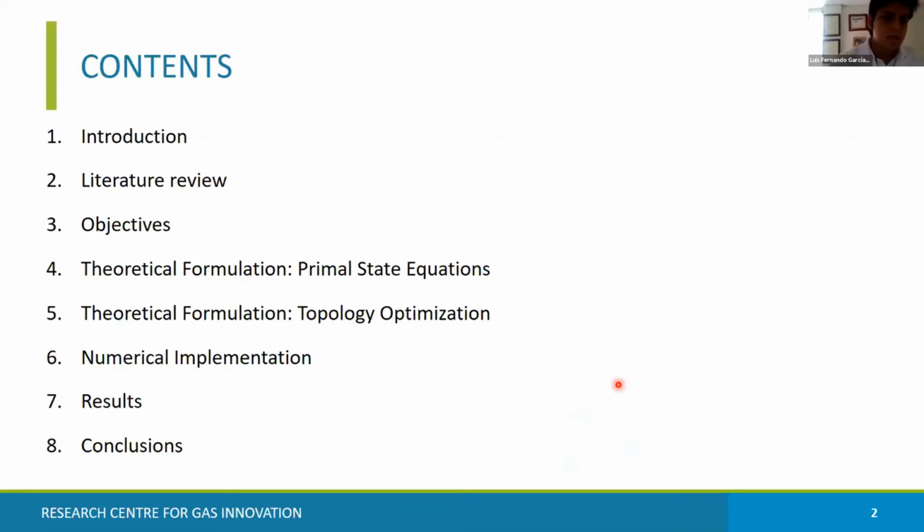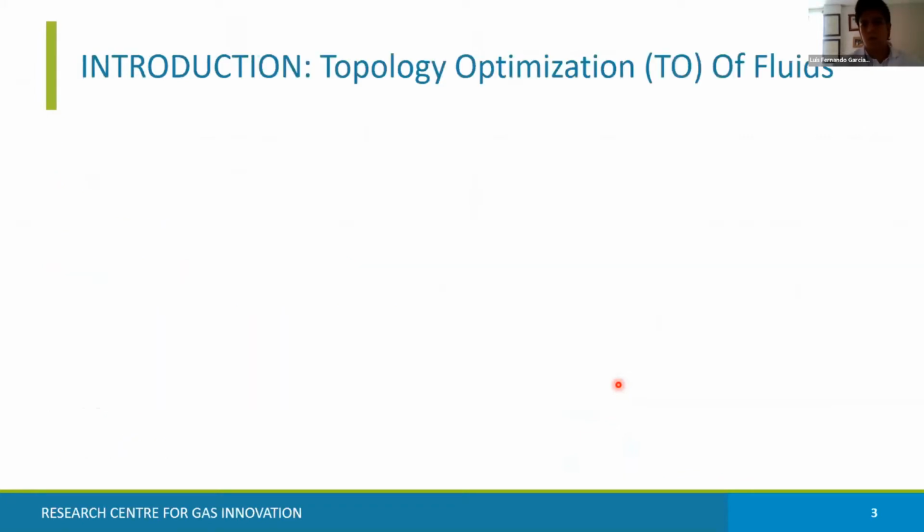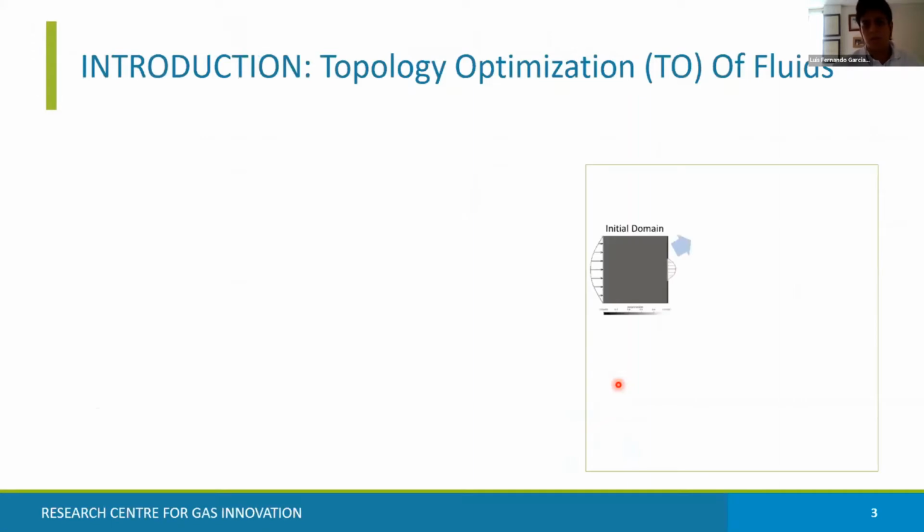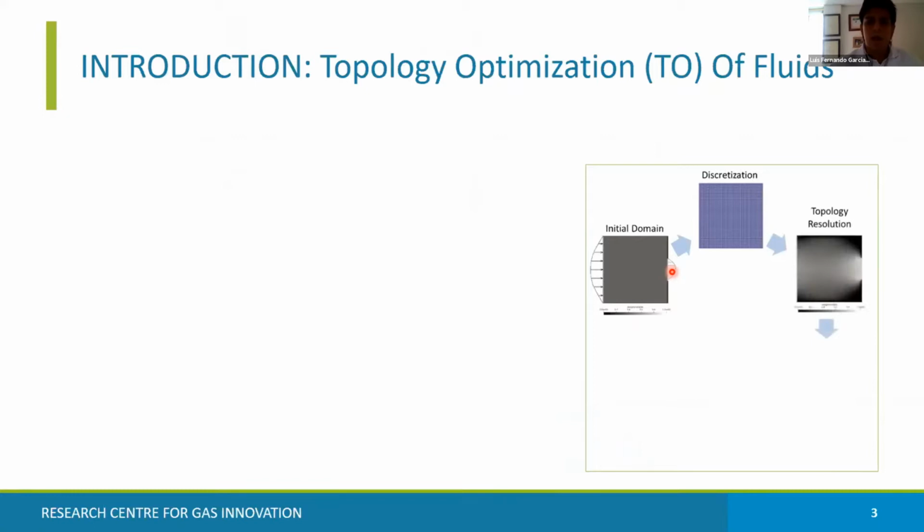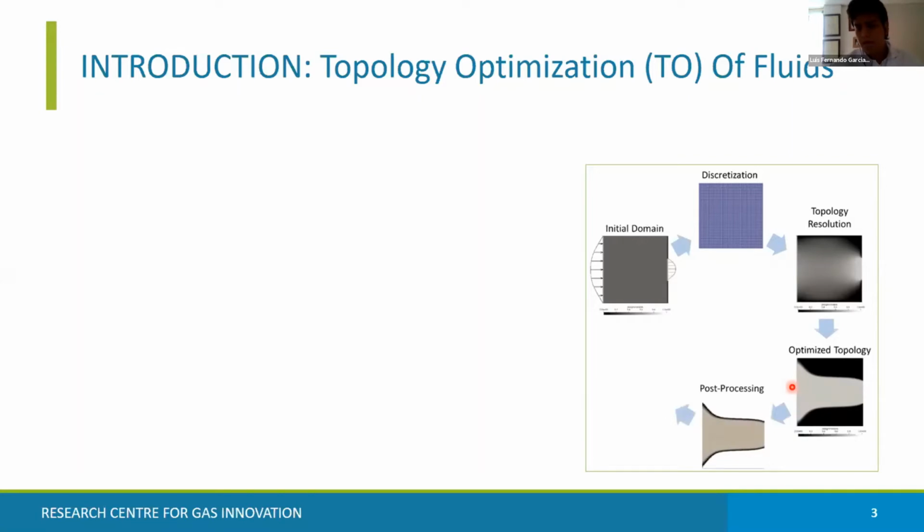So this is the content of the presentation. At first, I will start with a little review of what topology optimization of fluids is. What we do here is optimize the fluid flow performance through a domain. For example, we have some inlet and outlet boundaries, and we discretize it by means of FEM or FVM methods. Then we solve the topology optimization formulation until we get an optimized topology where we have changed some of the cells to solid regions and the other cells are fluid regions, which then are post-processed and can be built as prototypes to be tested.